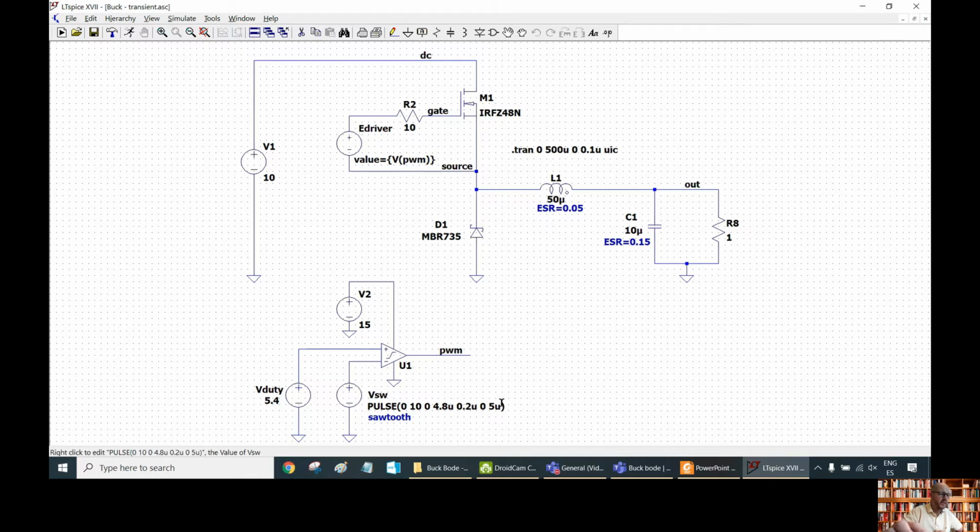We are going to operate at 200 kilohertz frequency, so the period is 5 microseconds, and the duty cycle is going to be a little bit higher than 0.5, 0.54 in this case, in order to compensate for the losses in the different elements and get 5 volts at the output.